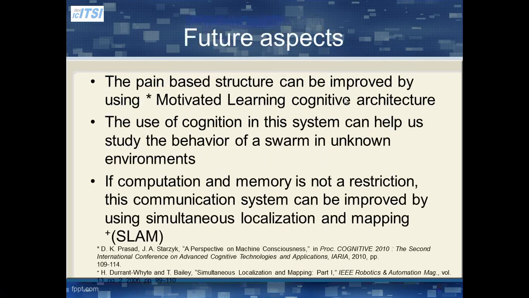Now the future aspects. The pain-based structure can be improved by using a motivated learning cognitive architecture, but for this the memory size has to be increased. The use of cognition in this system can help us study the behavior of a swarm in unknown environments. If the computation and the memory are not a restriction, the use of SLAM can also be done. In this, the exploration can be improved.